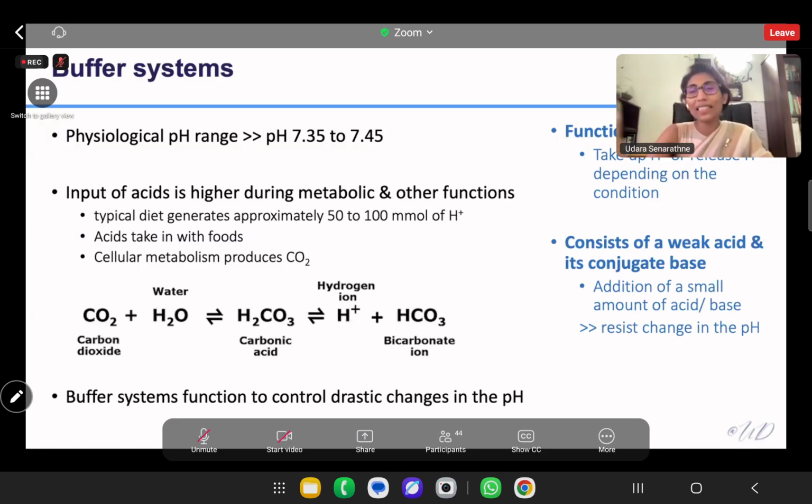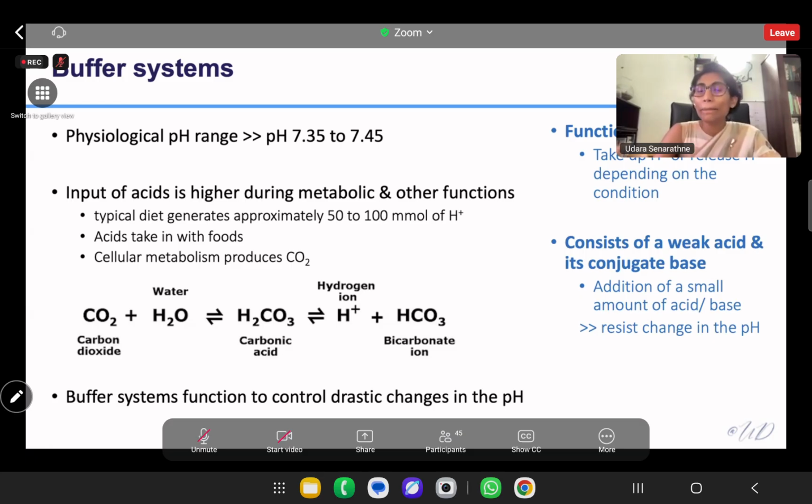Now, how do we maintain this acid-base homeostasis? That is by using buffer systems. So we have buffers that would prevent the change of H+ concentration by binding with the H+ or releasing H+. So they either take up or release H+ depending on where the pH is going.